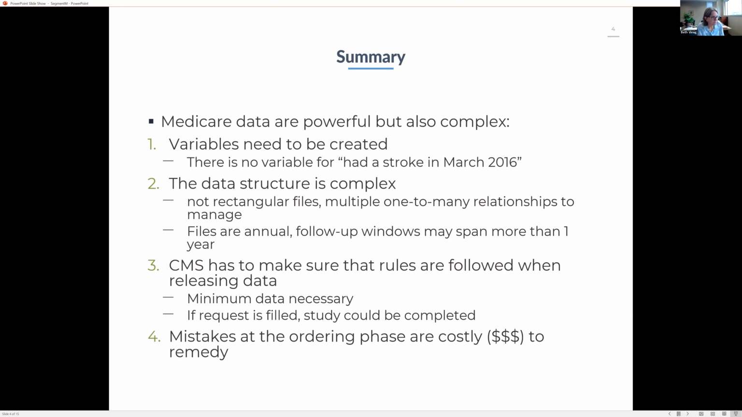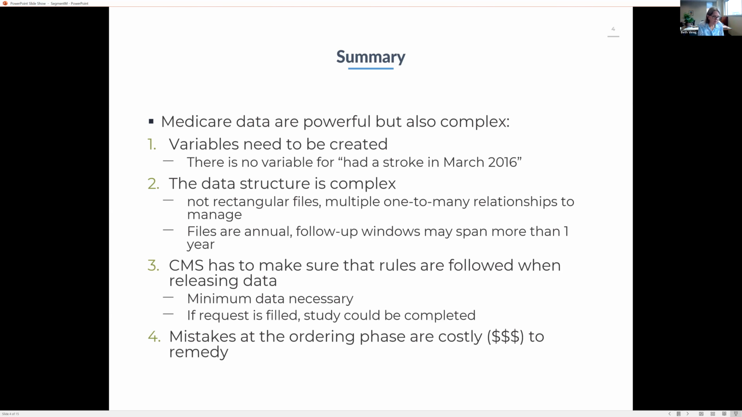The other piece is that CMS takes data release very seriously. And so there are a couple of rules that they will make sure are followed when deciding whether to release data. So one of the questions is minimum data necessary. That's a HIPAA rule. So in other words, we have to request the minimum data necessary.